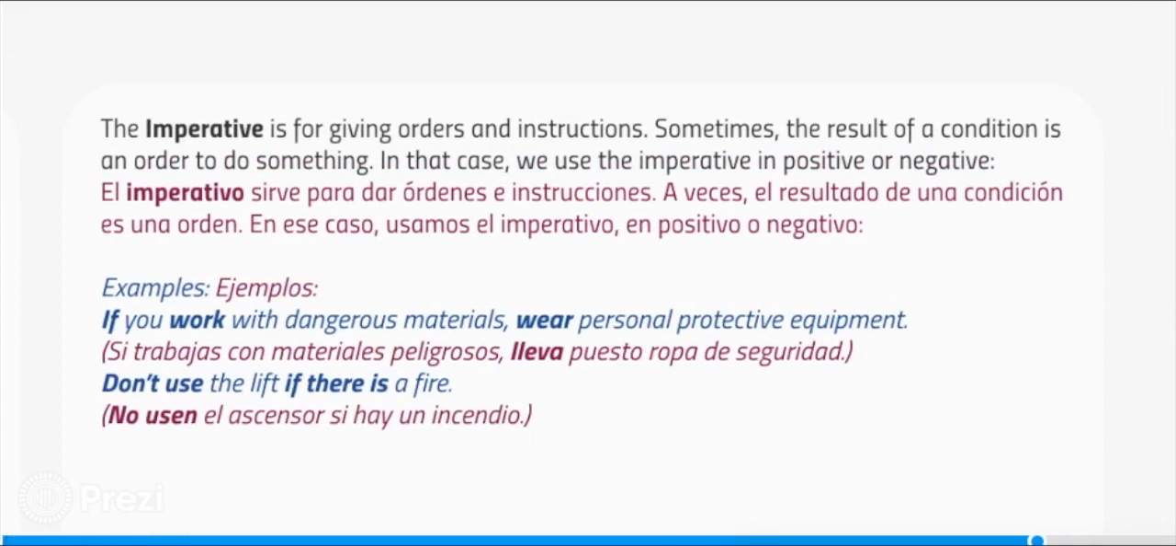The imperative is for giving orders and instructions. Sometimes the result of a condition is an order to do something. In that case, we use the imperative in positive or negative. Examples: if you work with dangerous materials, wear personal protective equipment. Don't use the lift if there is a fire.